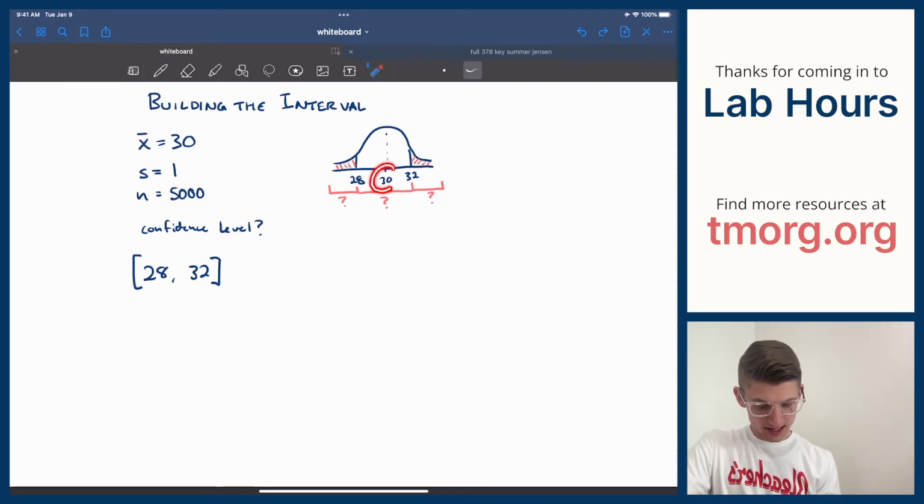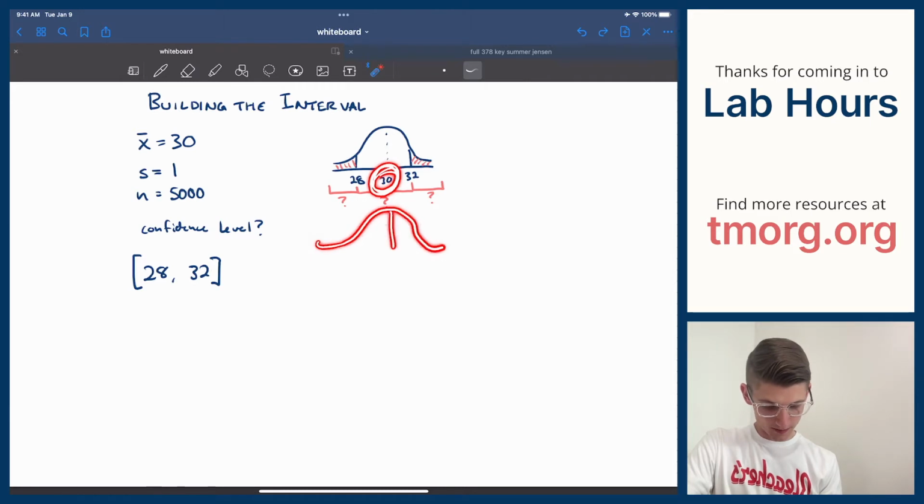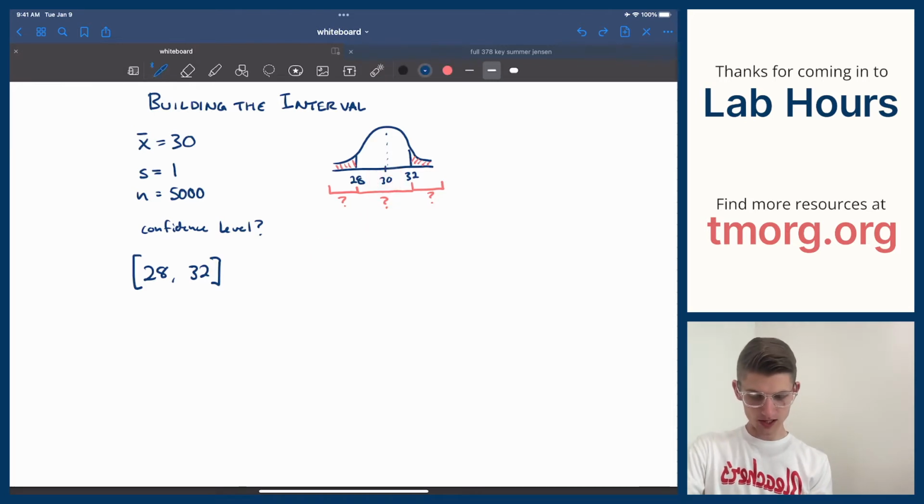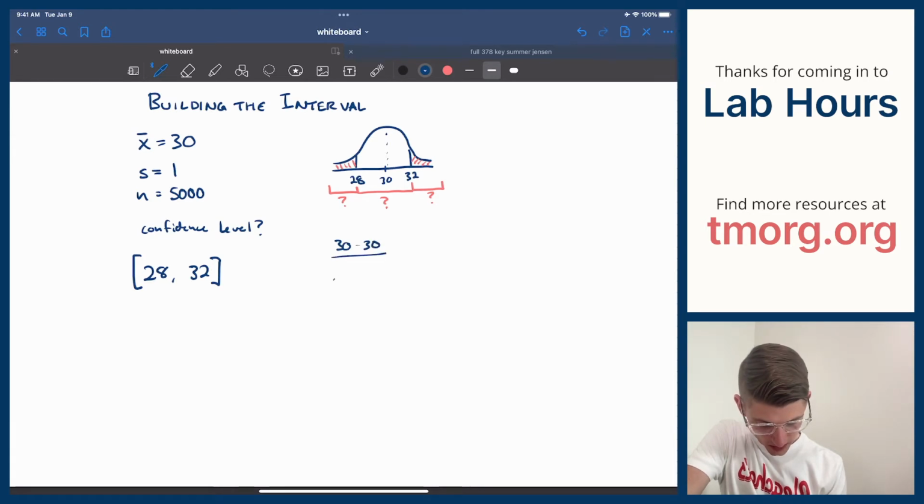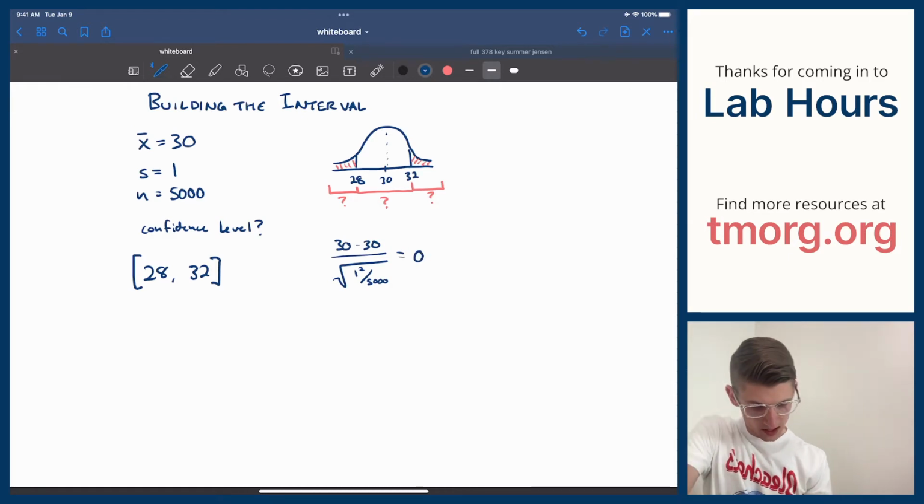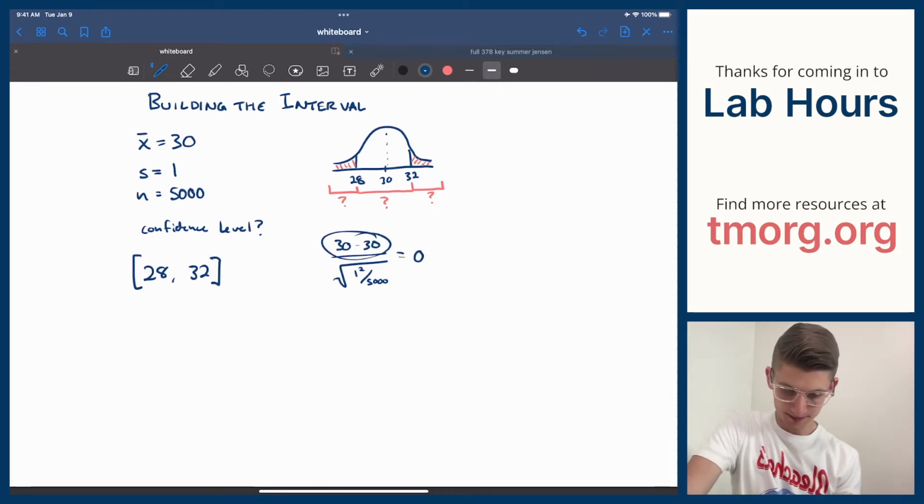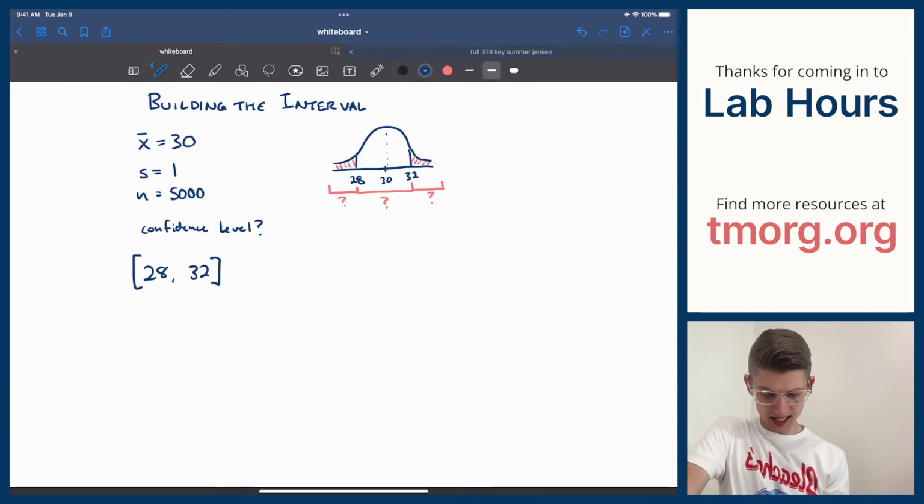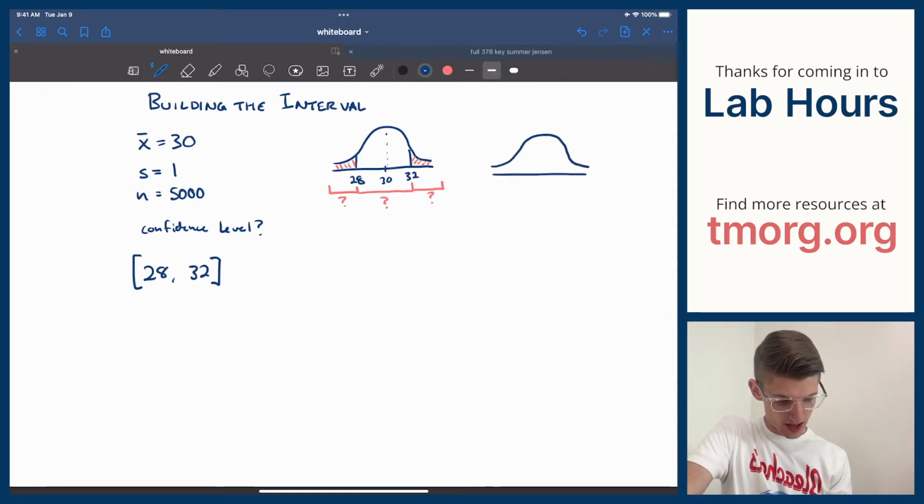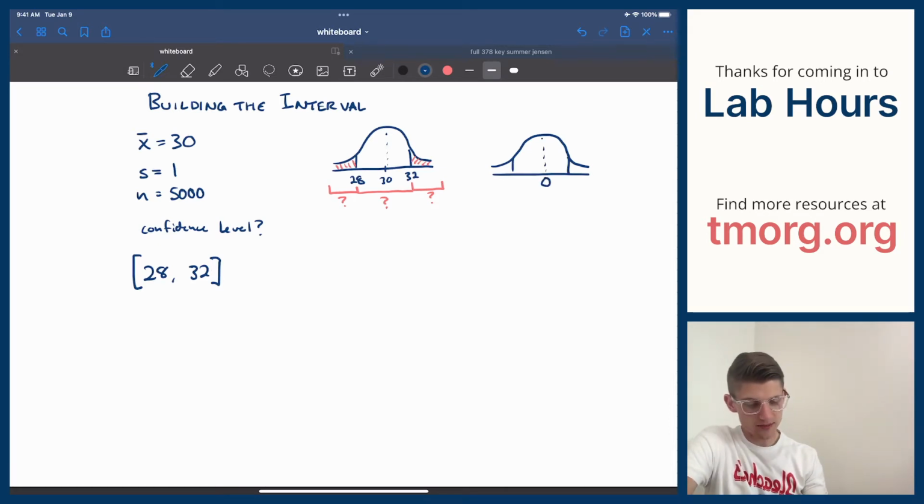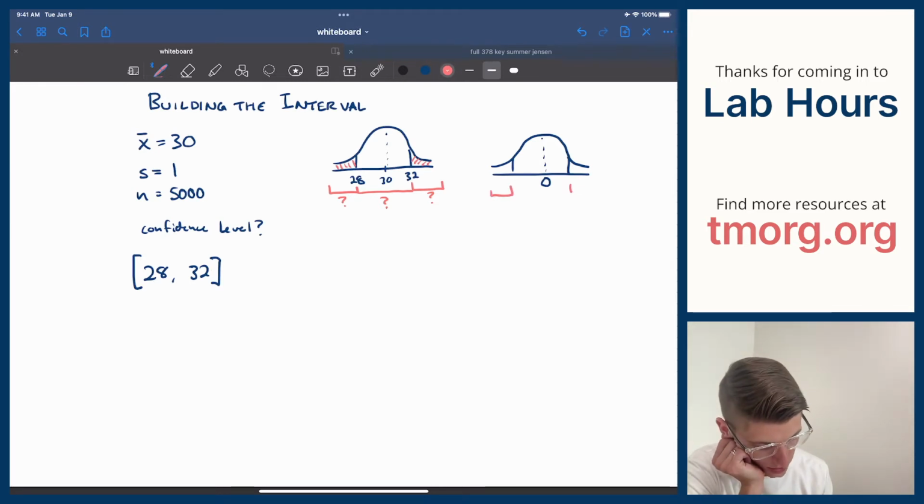We want this number to turn into 0 on the standard normal so that we can figure out what these numbers are out here, if that makes sense. So let's go ahead and do that. First thing I would do, of course, 30 minus 30 over the square root of 1 squared over 5,000. That's going to be equal to 0 because the top is going to be equal to 0, right? That helps us out as we're building this second graph here, which we're going to pretend is equivalent. But now we need to do the same thing to these two numbers on the outside so that we can figure out what these probabilities are. Okay? Let's do that.